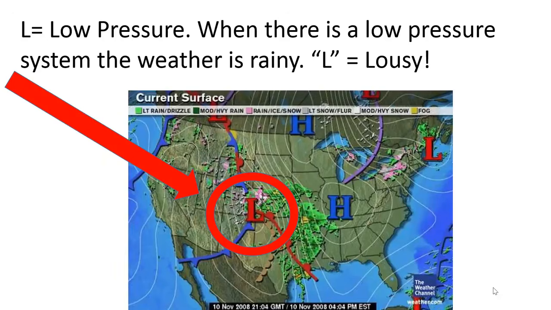The opposite of high pressure is the L on a weather map. That stands for low pressure. When there is a low pressure system, the weather is usually rainy, snowy, or just not very nice. The L can stand for lousy weather. Go ahead and pause this video and write down the definition of low pressure.